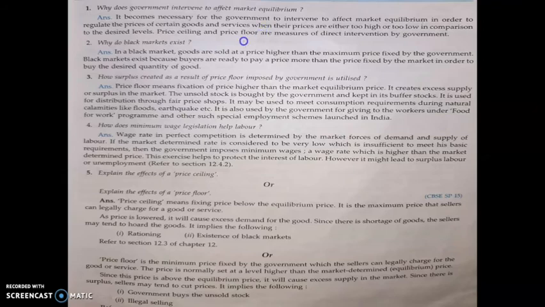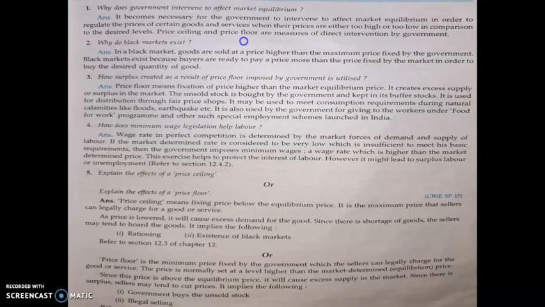Price ceiling and price floor are measures of direct intervention by the government that we have studied in the last class. So the government intervenes in the equilibrium price when the prices are either too high or too low in comparison to the desired level. The examples are price ceiling and price floor.